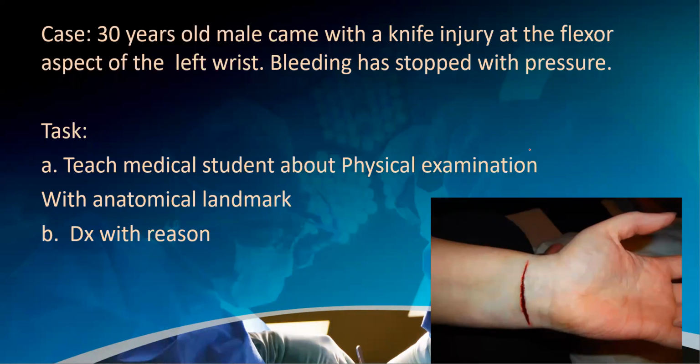Now we can proceed with the pulse. In this case, in this hand, if we won't get the radial pulse, we can go for the brachial pulse, as well as we can check the radial pulse in the other hand.